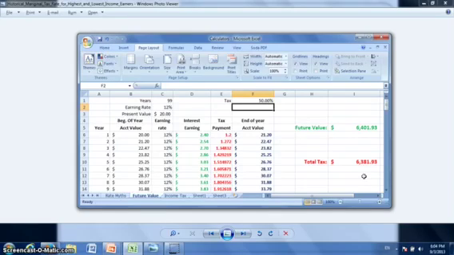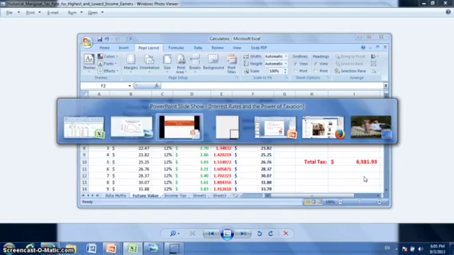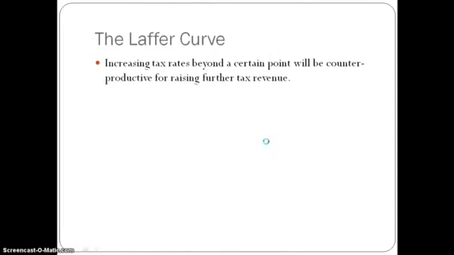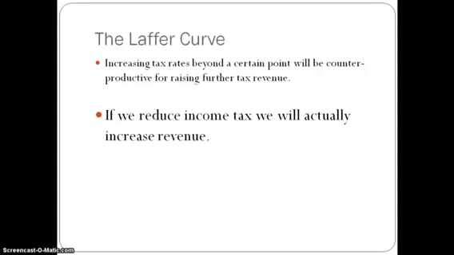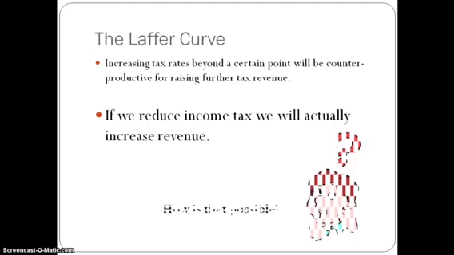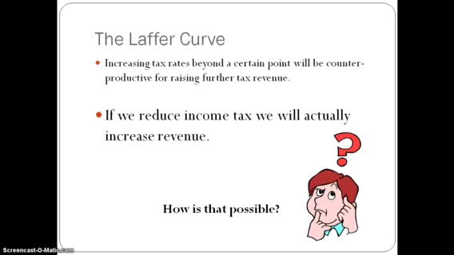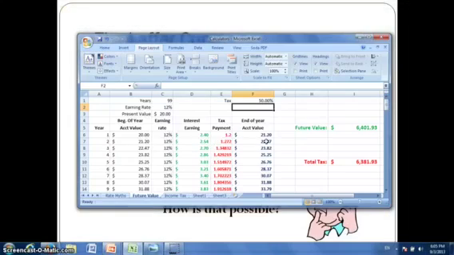There was an American economist. His name was Art Laffer. He created the Laffer curve, and he said that if we reduce income tax, we will actually increase revenue. How is that possible? Well, let's go back to the calculator.